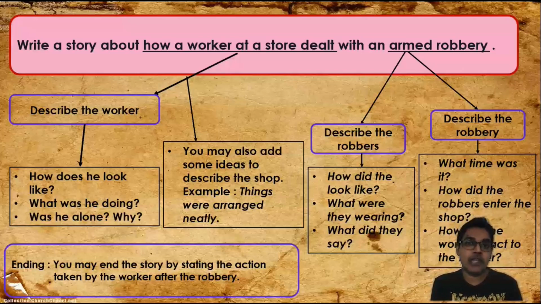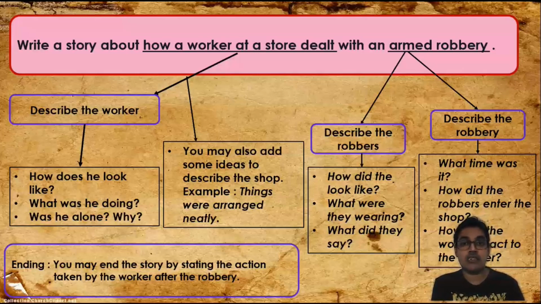Now, there are a few things you can take into consideration before you start writing. The question says how a worker at a store dealt with an armed robbery. You can always start by describing the store and the worker. The questions I have given here can help you describe the worker. For example, how does he look? What was he doing at the store? And was he alone? Of course he has to be alone in the story, so you can give a reason why.